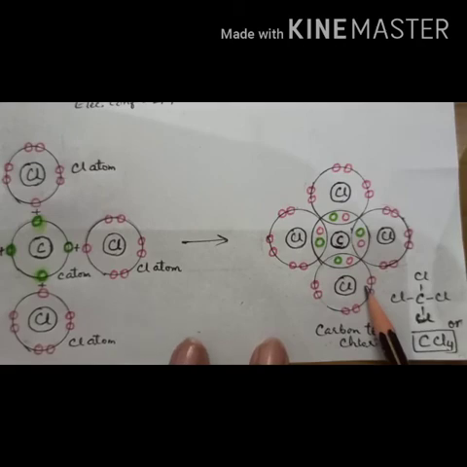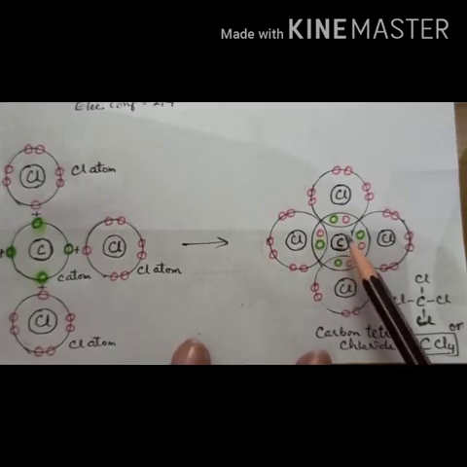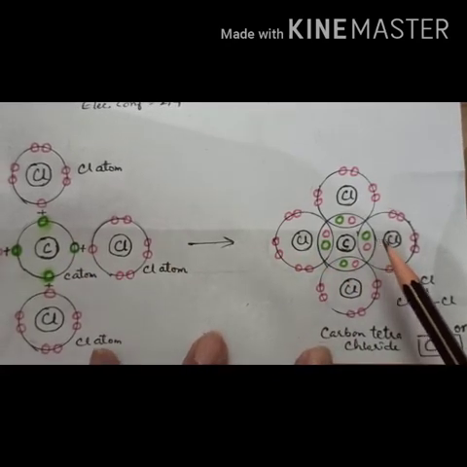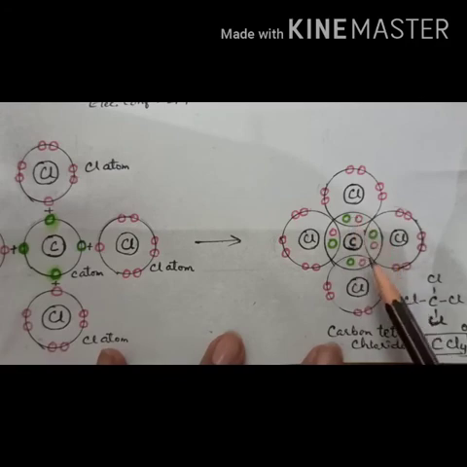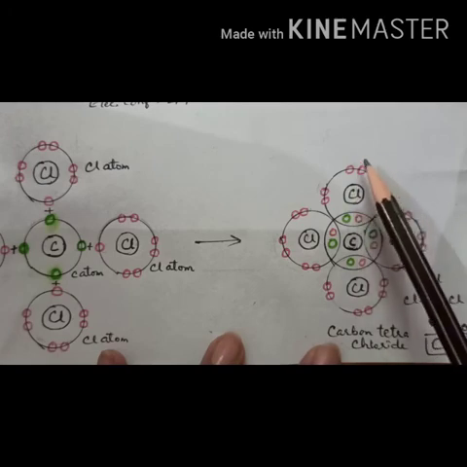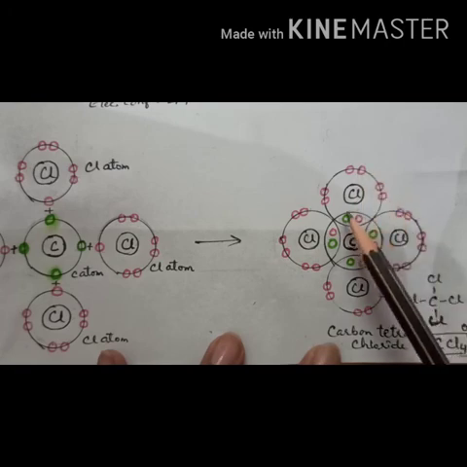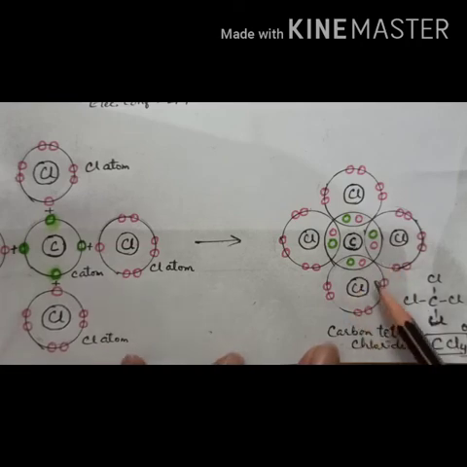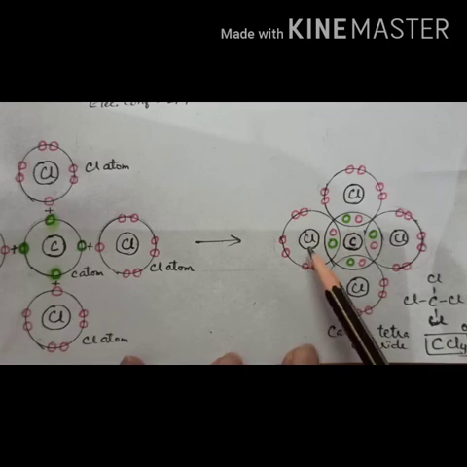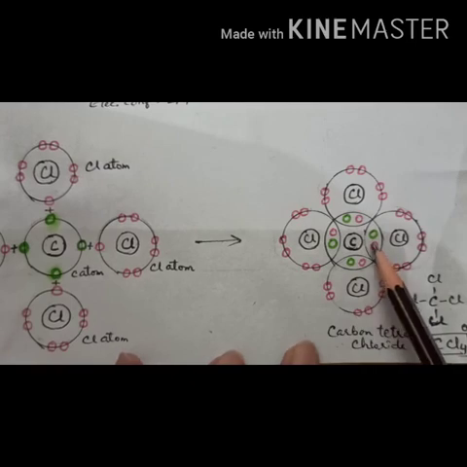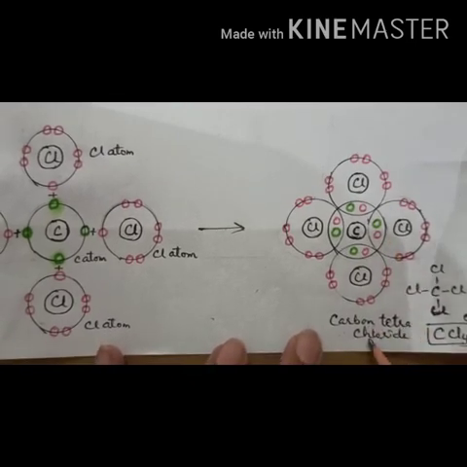is formed. And look here, this carbon gets 8 electrons after sharing 1 electron with each atom of chlorine. It gets a stable electronic configuration, 1, 2, 3, 4, 5, 6, 7, 8. Right? The same way each chlorine atom also gets a stable electronic configuration, 1, 2, 3, 4, 5, 6, 7, 8. This chlorine has 8 electrons, this chlorine also has 8 electrons, and this one also has 8 electrons in the outermost shell. All atoms are fully satisfied and they form a molecule of carbon tetrachloride.